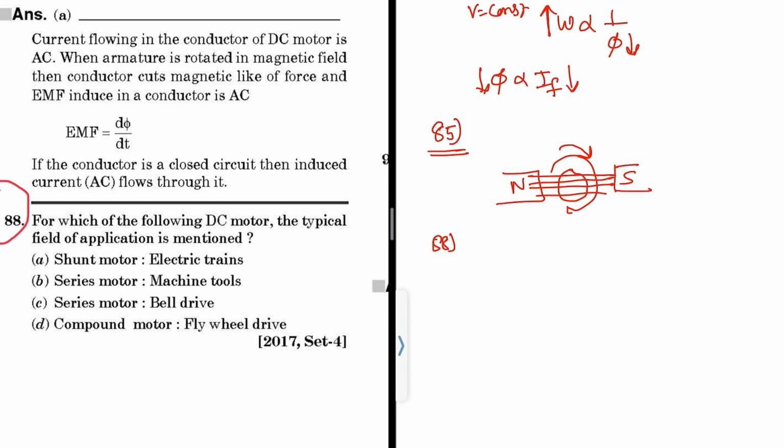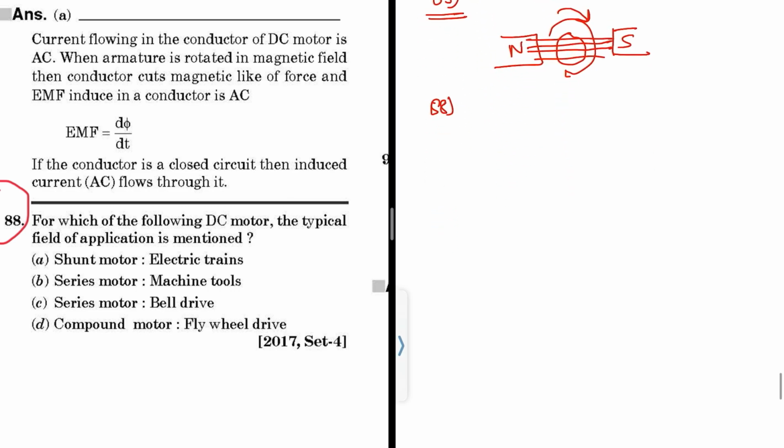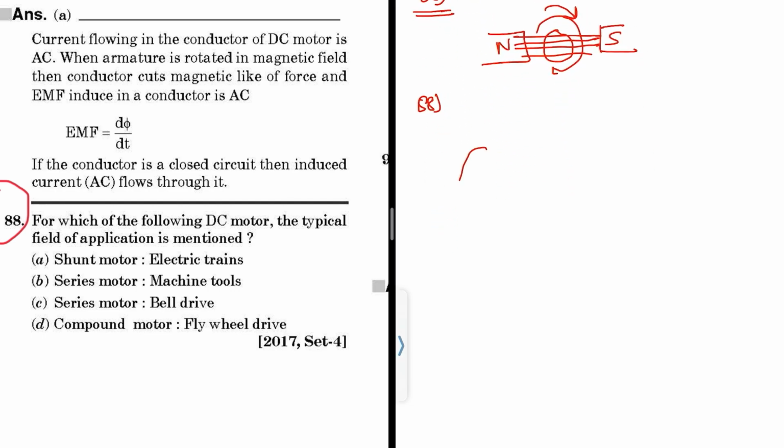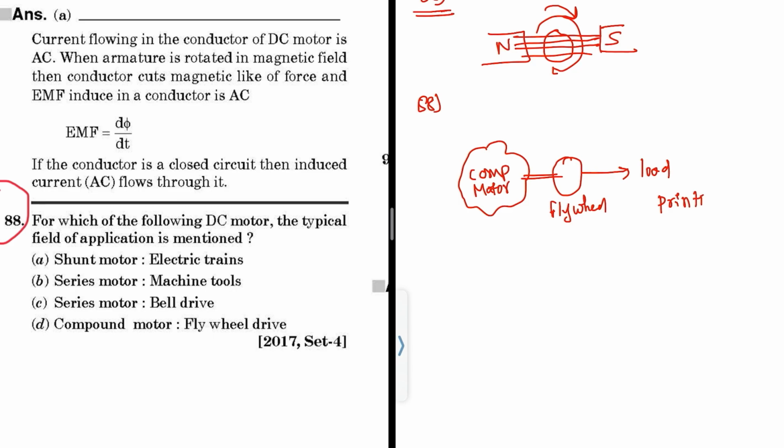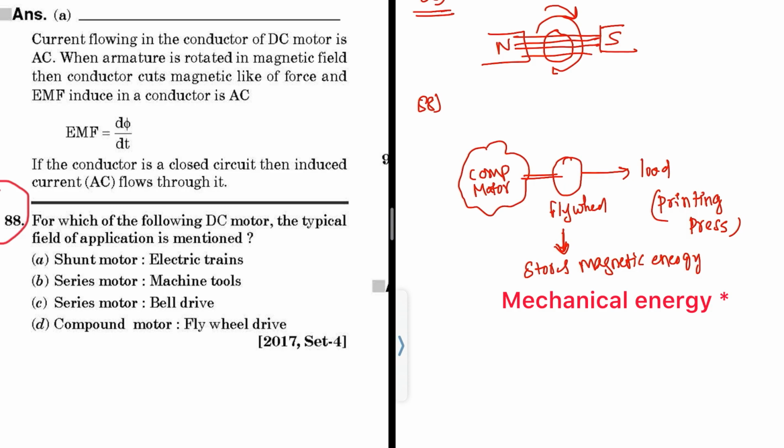Which of the following DC motors has the typical field application mentioned? Let me explain some concepts. Suppose this is a compound motor. Actually, we implement the compound motor with a flywheel mechanism in a printing press. What is the purpose of this? Generally, it stores the magnetic energy.